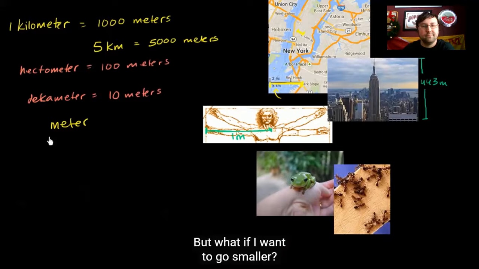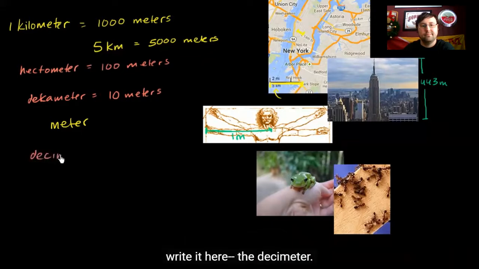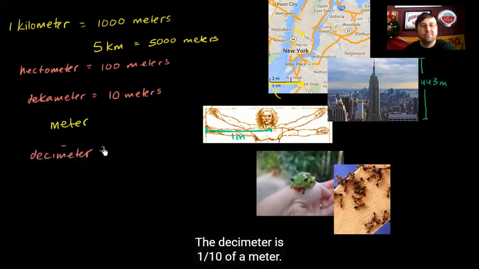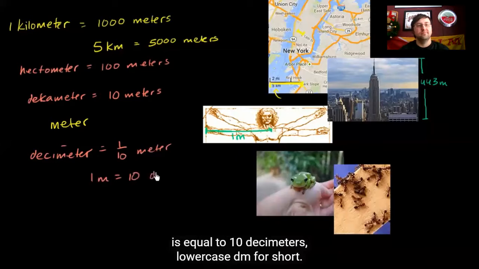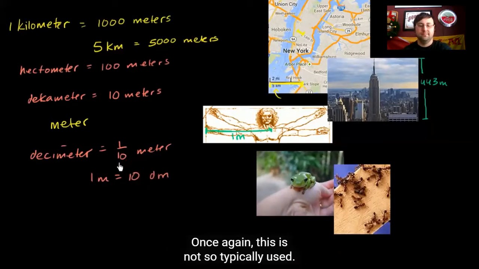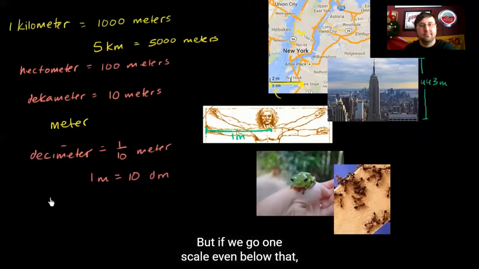But what if I want to go smaller? Well, the metric system has units for that. And if we go just 1/10 of a meter, this is not used as typically, but I'll write it here. The decimeter is 1/10 of a meter. You do see those on rulers that have centimeters. Or another way of saying it is 1 meter is equal to 10 decimeters, lowercase dm for short.